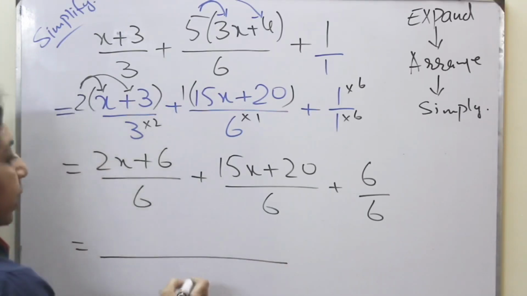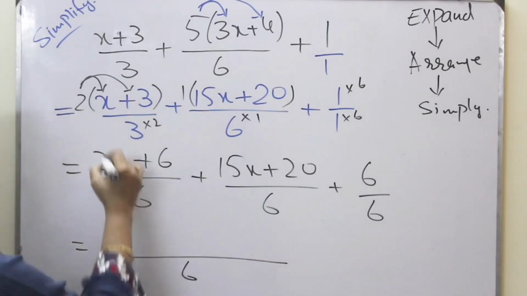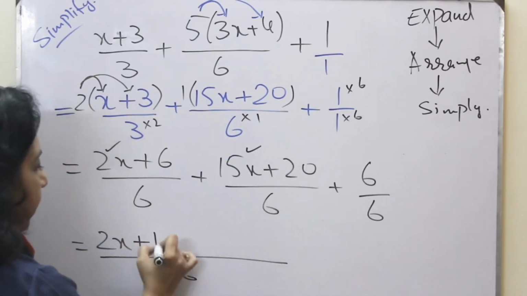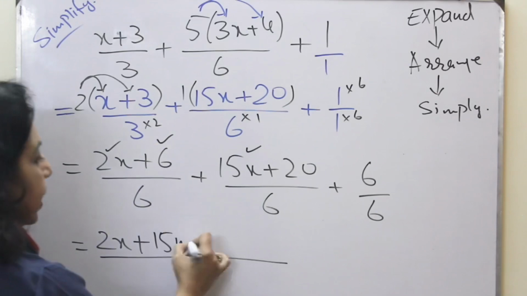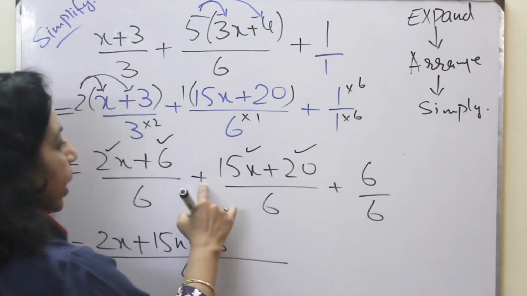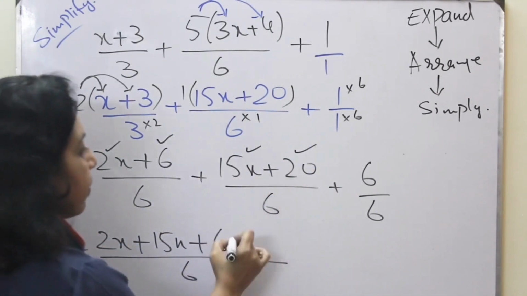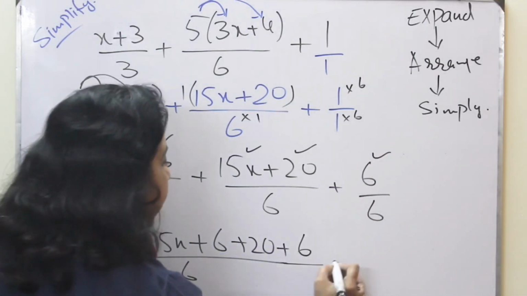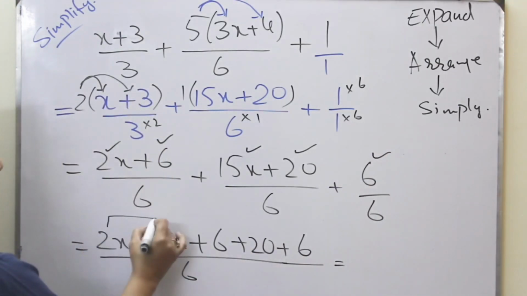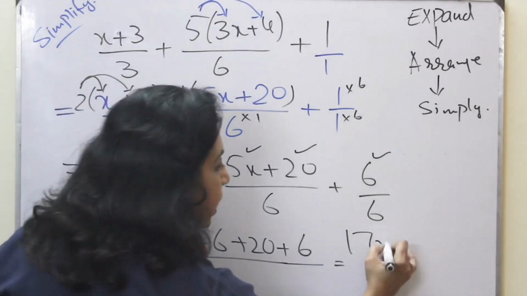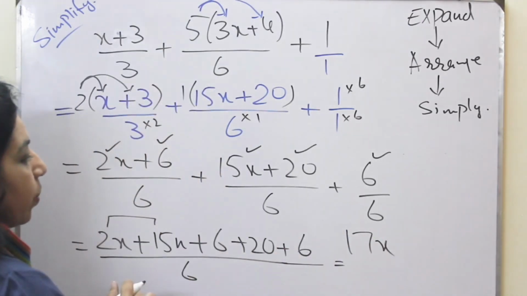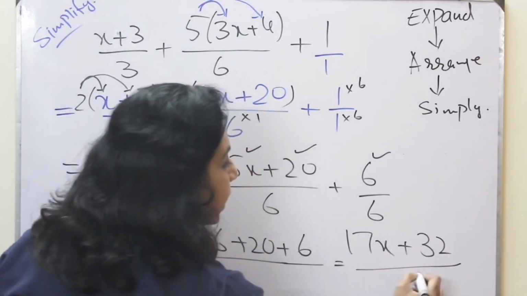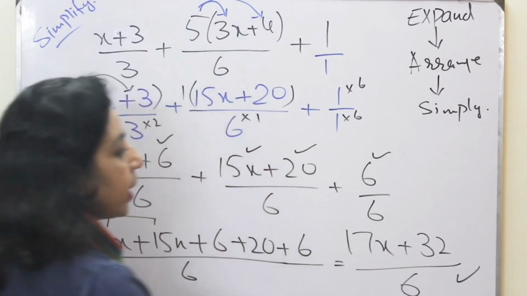We can arrange it even writing them on the same fraction. I can take here 2x plus 15x plus this 6 plus this 20. This sign is plus, so these signs will not be changed, along with this 6, and my final answer will be 15 plus 2 is 17x, 6 and 20, 26 and 6, 32 over 6. 17x plus 32 over 6 is the answer.